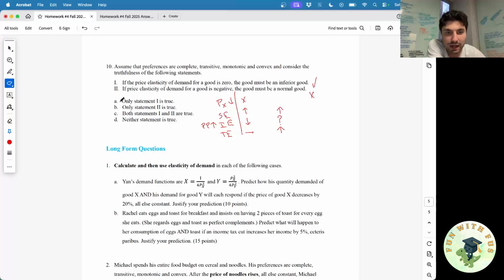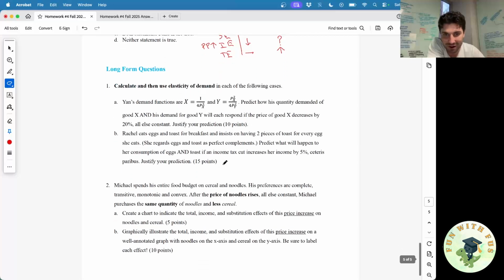So ultimately, I am going with only statement 1. We are locking in A. It's interesting that a lot of them were like only statement 1 is true, so you only had to do half the problem.